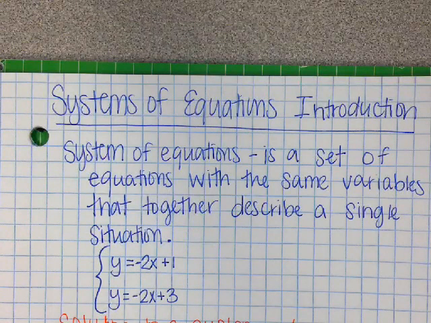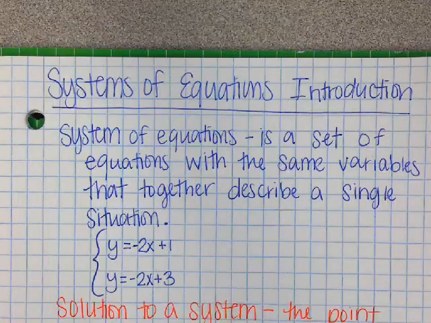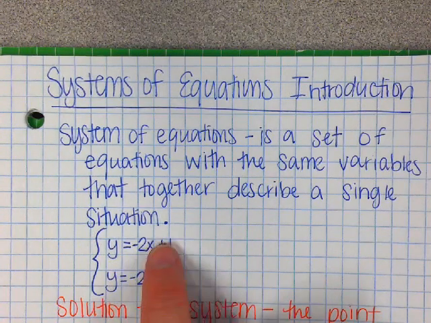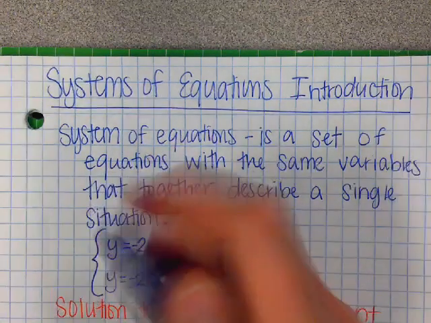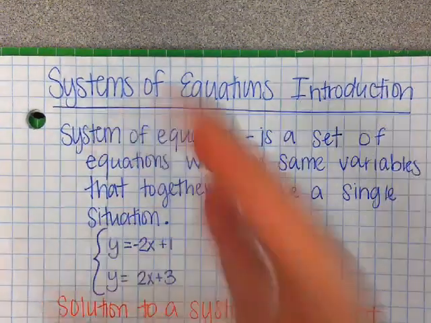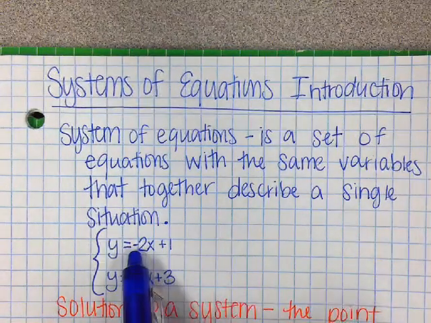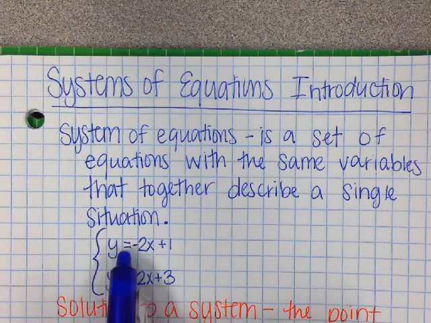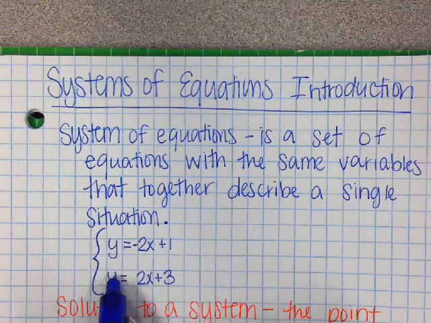Okay, so systems of equations, introduction. A system of equations is a set of equations with the same variables that together describe a single situation. So you can have two of the same. It is like two equations. We're not just looking at one equation in a system, we're looking at multiple equations.